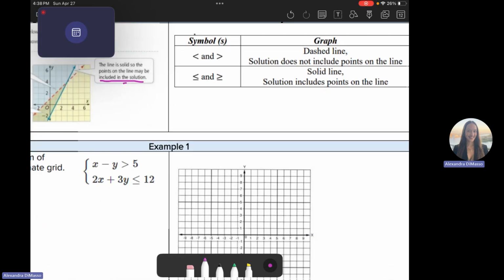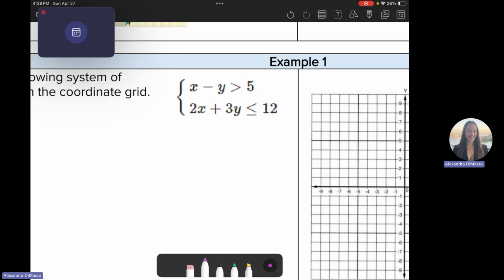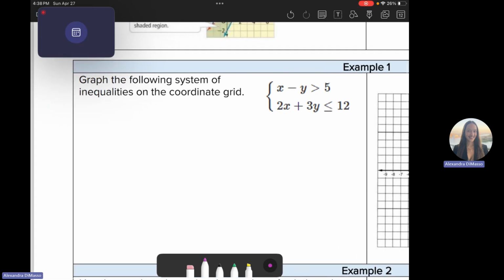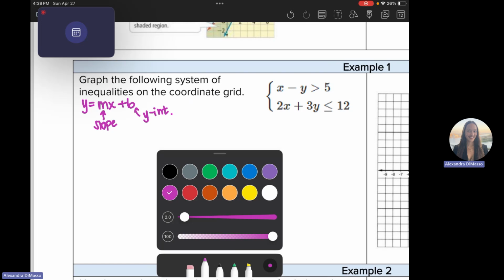Okay. So here's my first example. It says, graph the following system of inequalities on the coordinate grid. So I've got two different equations here, and what I want to do is make sure that both equations are in slope-intercept form. Slope-intercept form, again, is y equals mx plus b, where m is my slope and b is my y-intercept. Can't graph unless it's in this form. So notice that both of the equations that I have here are in standard form. So I'm going to have to rewrite both of them.